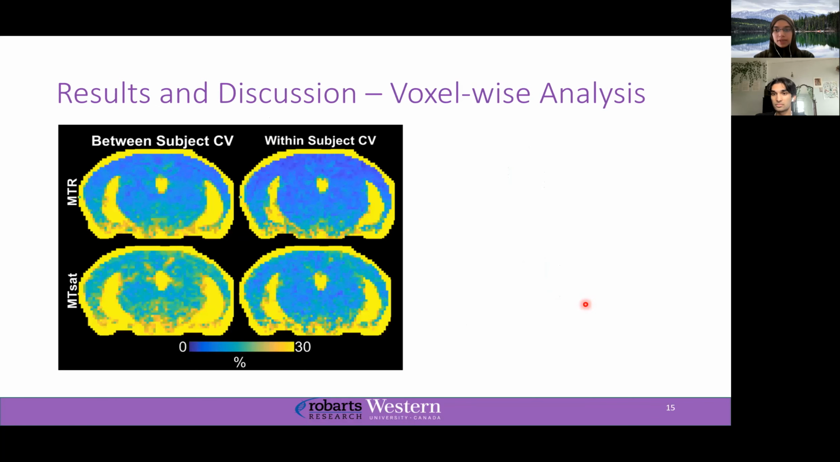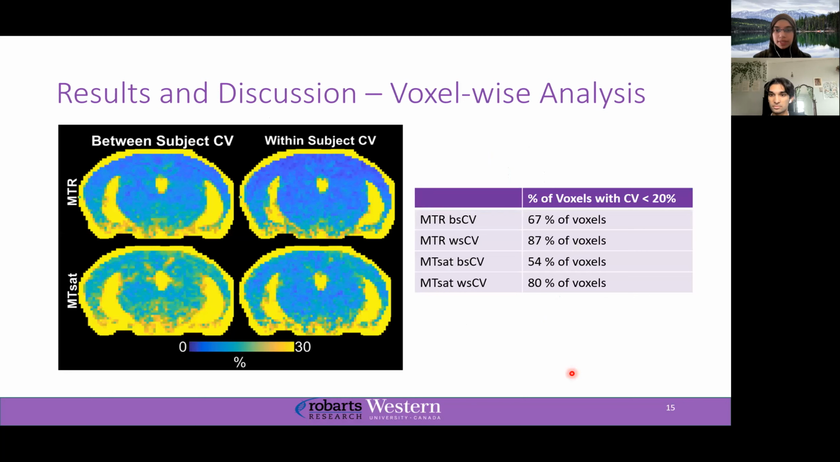The voxel-wise CV maps showed very high CVs in the cerebrospinal fluid, or CSF, due to the low values of MTR and MTsat in the CSF. Throughout the whole brain, between and within subject CVs showed good reproducibility, with CVs less than 20%. And as observed in the ROI-based CVs, the MTR exhibited significantly lower between subject and within subject CVs compared to MTsat.